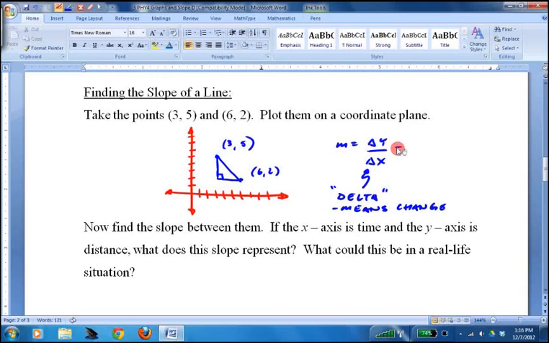So how much did the y change? Well, let's see. We're up at 5, and we go down to 2. 1, 2, 3. So it went down 3 from here to here. And here it went over 3. So the slope is -1. And -1 just means it goes down to the right, because a negative slope goes down to the right.